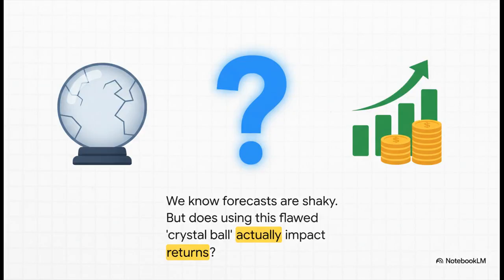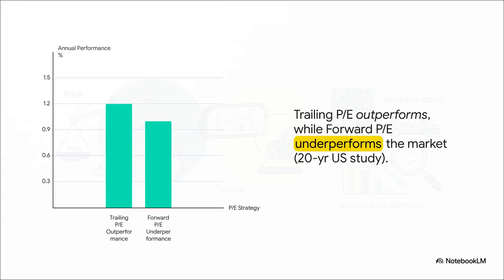So, okay, we know the forecasts are a bit shaky, but the real question is, does it actually matter for your portfolio? Does using this flawed crystal ball actually impact your returns? Well, a massive 20-year study looked at exactly that, and the results are pretty shocking. This 20-year study found that buying stocks with low trailing PE ratios, that's the rearview mirror, actually beat the market by 1.2% every year. But get this: a strategy based on low forward PE ratios, the crystal ball, underperformed by 1% per year. Following those expert predictions literally destroyed value over time.